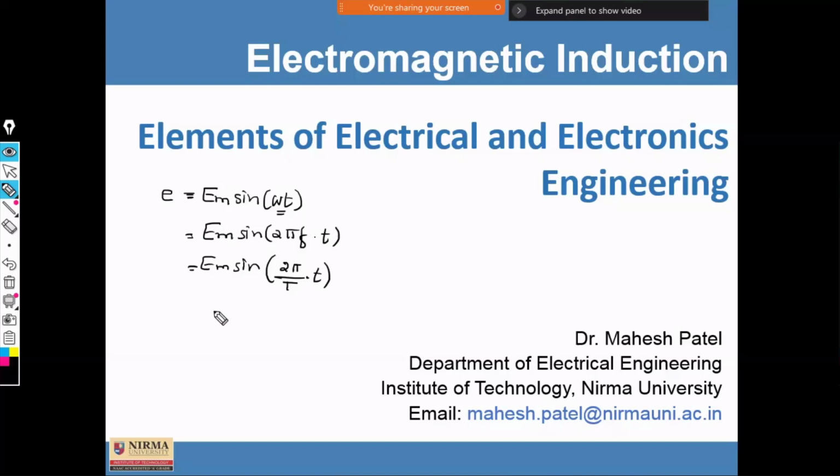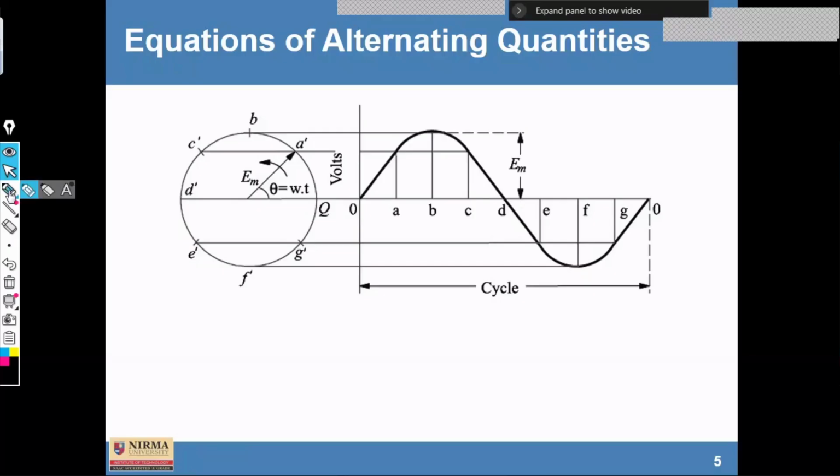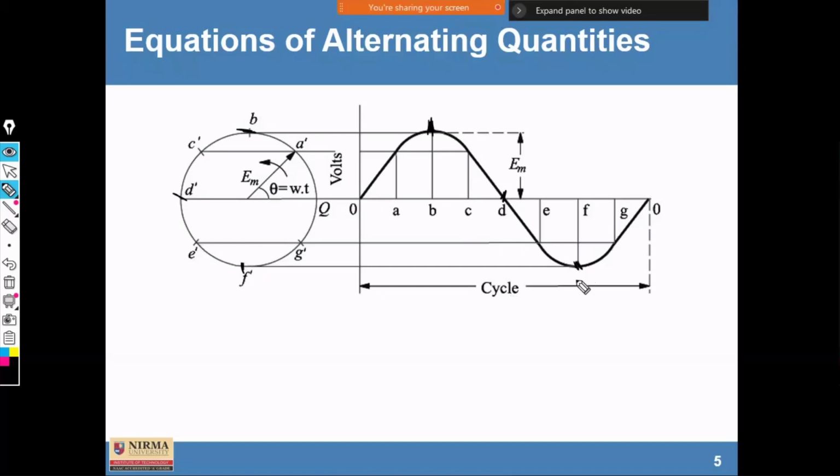Now, we also discussed that as theta moves from zero, the alternating quantity, maybe voltage or current, changes in magnitude and reaches the maximum value when theta is 90 degrees. When theta is 180 degrees, the value is 0. And when it is 270, it's a peak value but in the negative cycle. And it again reaches zero when theta is equal to 360 degrees.